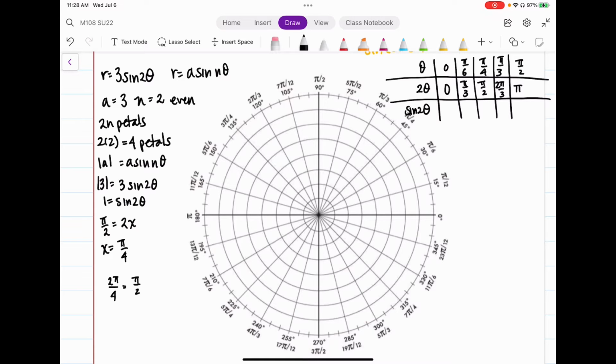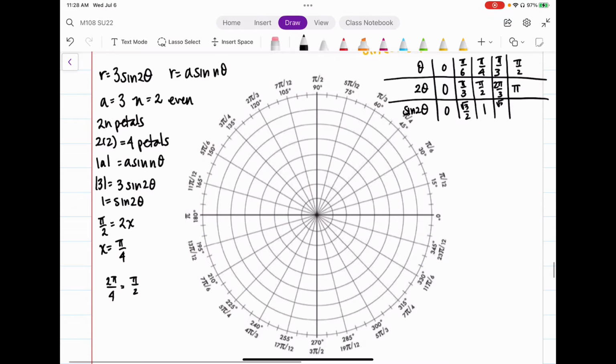Using the unit circle to find the sine of those, the sine of 0 is 0. The sine of pi over 3 is root 3 over 2. The sine of pi over 2 is 1. The sine of 2 pi over 3 is root 3 over 2. And the sine of pi is 0.